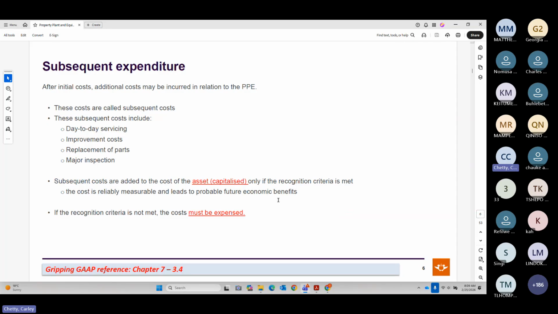So remember, the recognition criteria per IAS 16 is that the cost is reliably measurable and will lead to probable future economic benefits. If the recognition criteria is not met, then these costs are going to be expensed. So subsequent expenditure is not automatically capitalized. We need to make sure that the subsequent cost meets the recognition criteria. If not, the cost is going to be expensed.